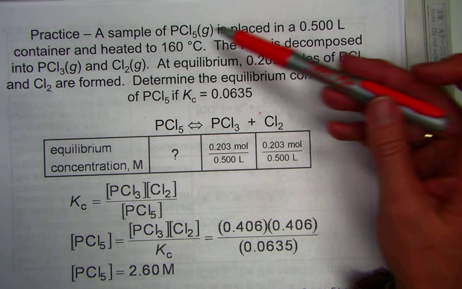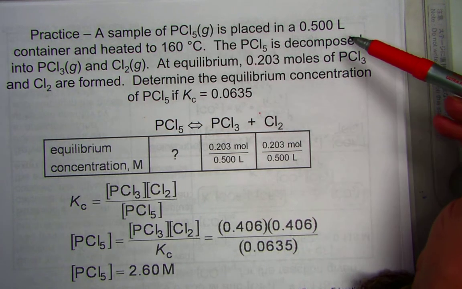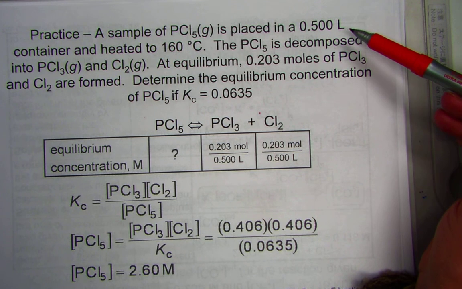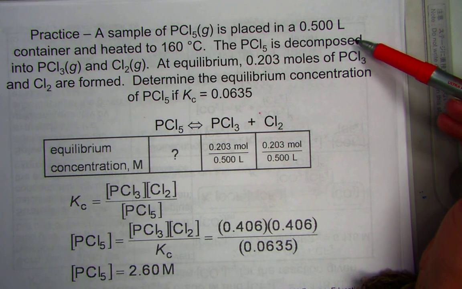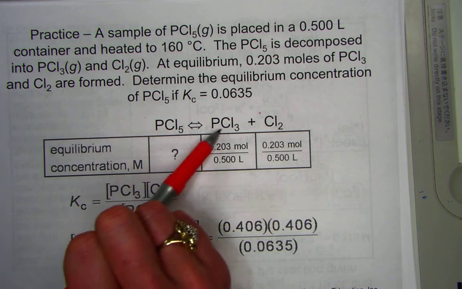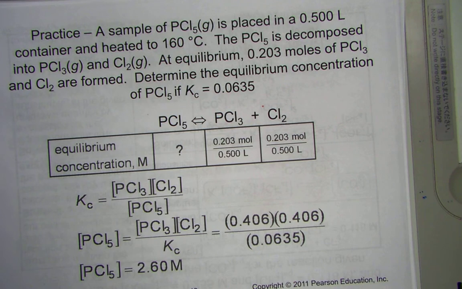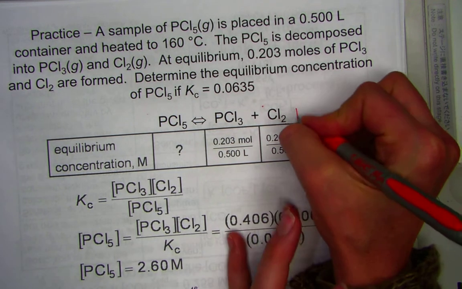A sample of phosphorus pentachloride is placed in a 0.5 liter container heated to 160 degrees Celsius. The PCl5 is decomposed into PCl3 and chlorine. At equilibrium, 0.203 moles of the phosphorus trichloride and the chlorine are formed. Determine the equilibrium concentration of PCl5, provided the Kc value is given as well.